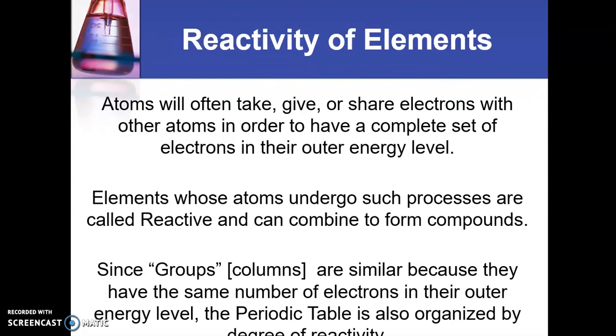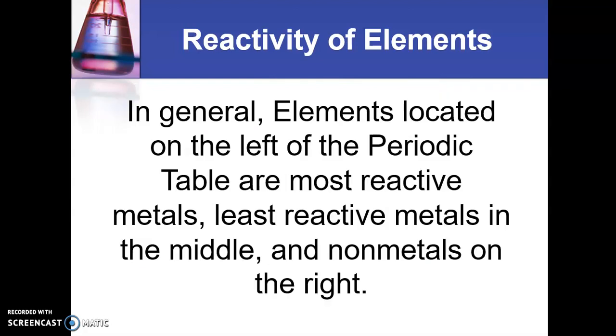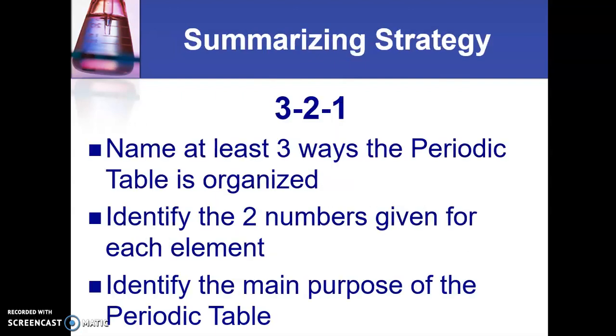Atoms will often take, give, or share electrons in order to have a complete set of electrons in their outer energy level. Elements whose atoms undergo such processes are called reactive and can combine to form compounds. Since groups are similar because they have similar numbers of electrons in their outer energy level, the periodic table is organized by degree of reactivity. In general, elements located on the left of the periodic table are the most reactive elements, least reactive elements in the middle, and nonmetals are on the right.